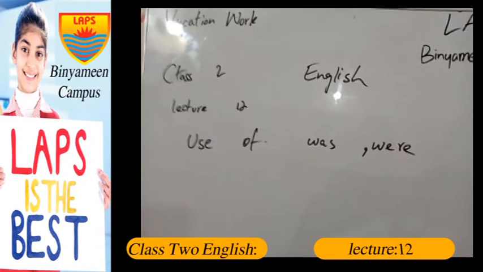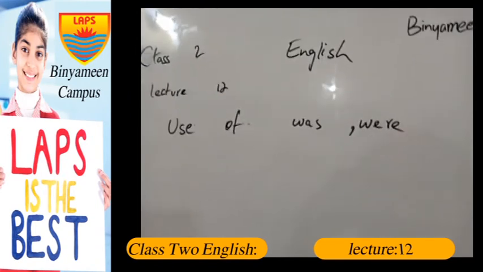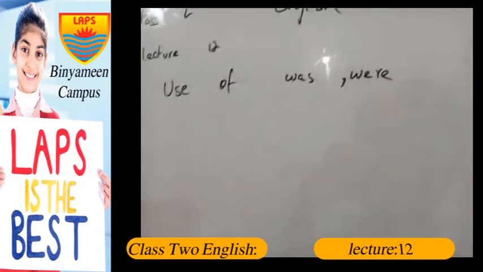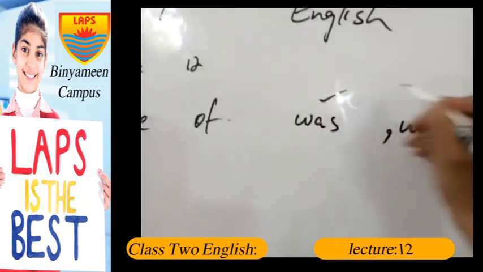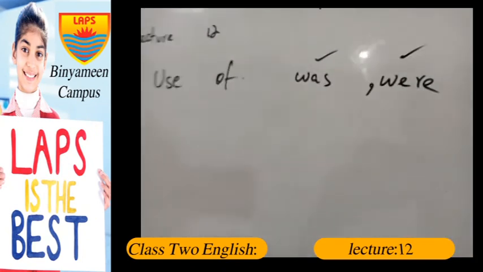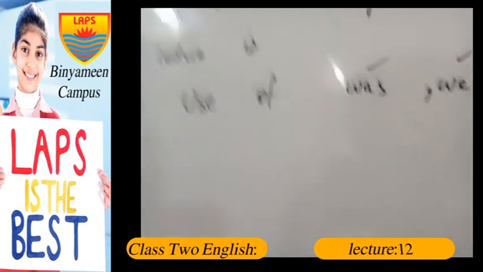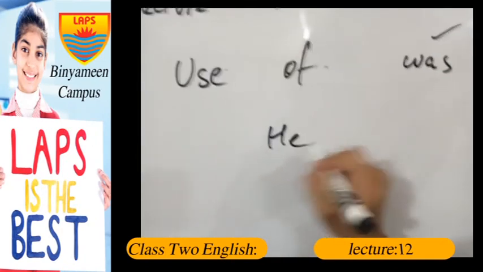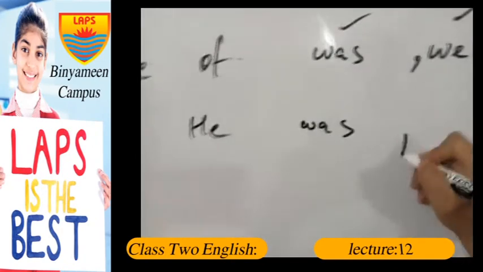Today I will be reinforcing the concept of was and were, or where they are used. Actually, was and were are helping verbs, auxiliary verbs. They are mostly used when we are talking about the past, like he was playing.